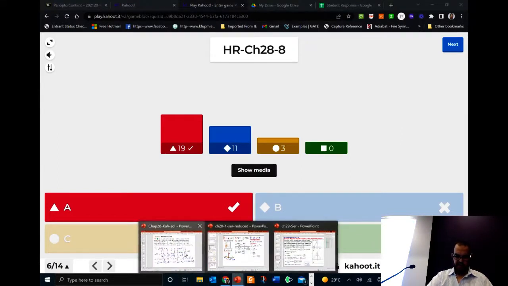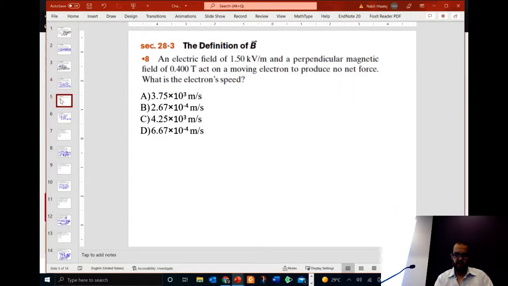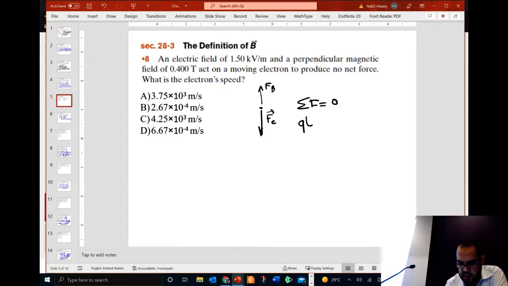So this is the velocity selector. Okay, so this electron is subjected to a magnetic force. Let's assume it's going up, and electric force going down. So the sum of the forces is going to be equal to 0. We ignore the gravitational force. So the sum of the forces is equal to 0. That means QE plus QV crossed with B is equal to 0.